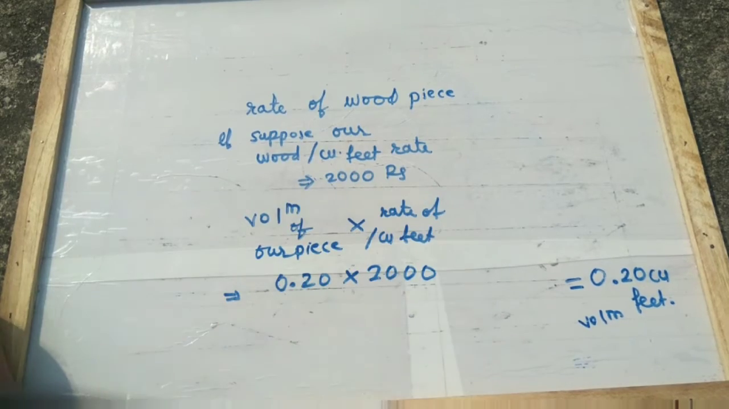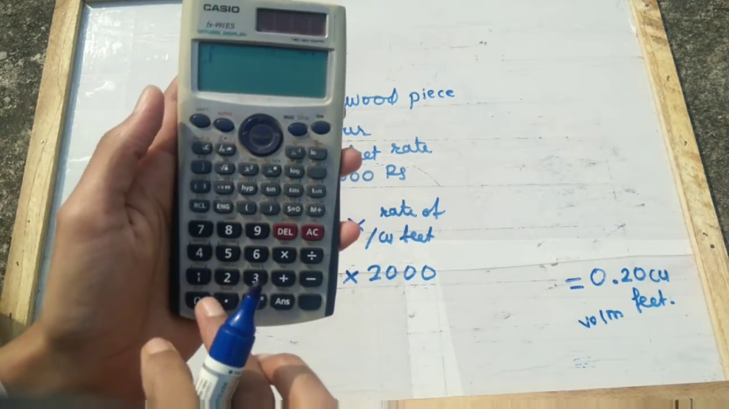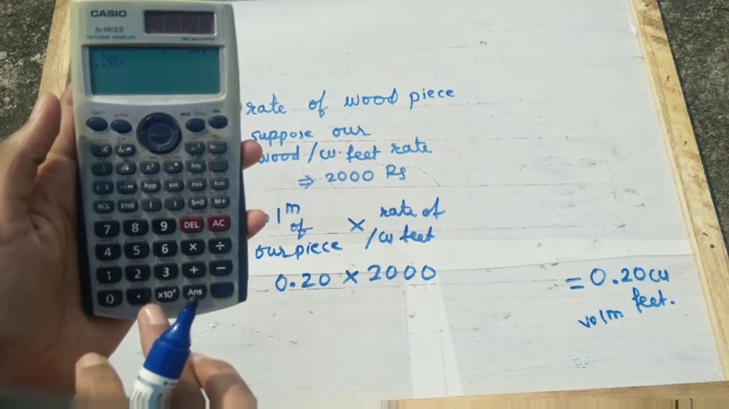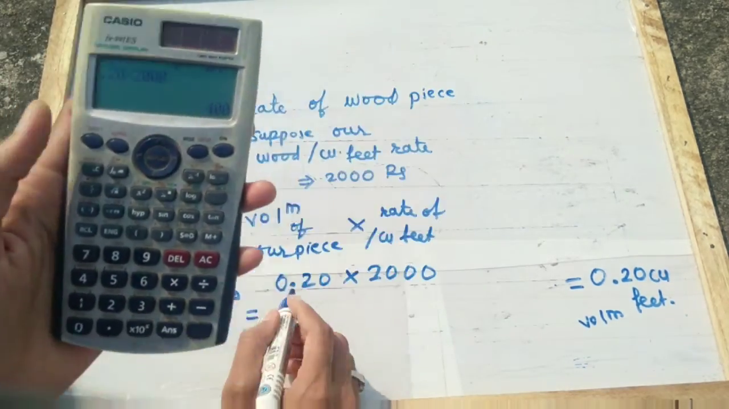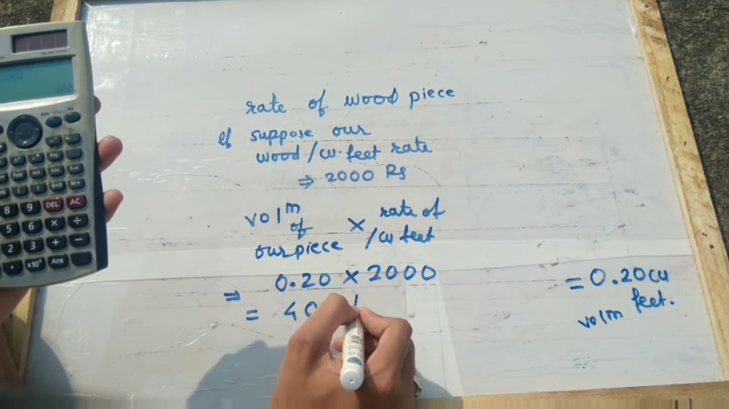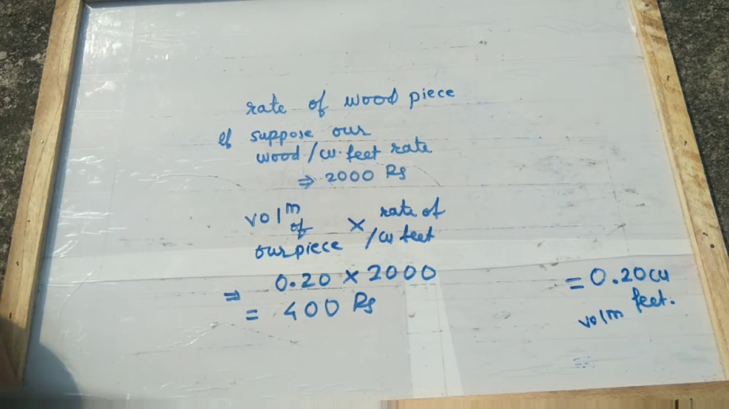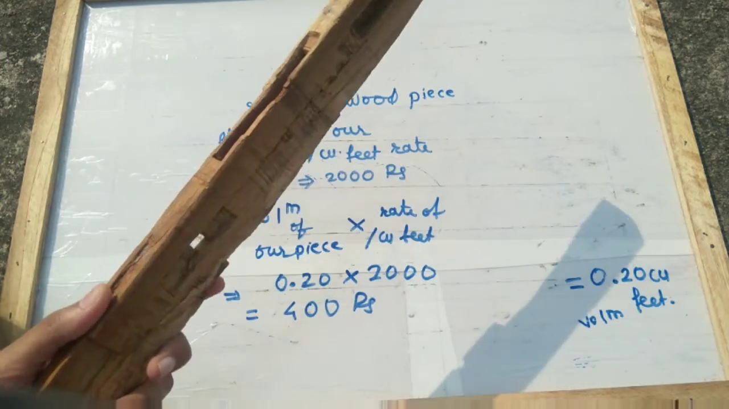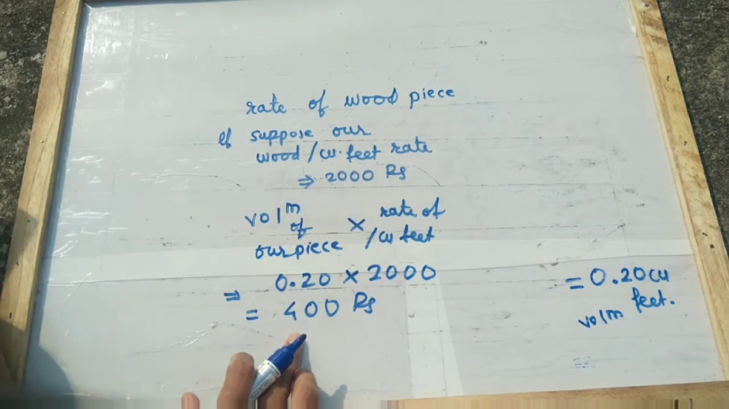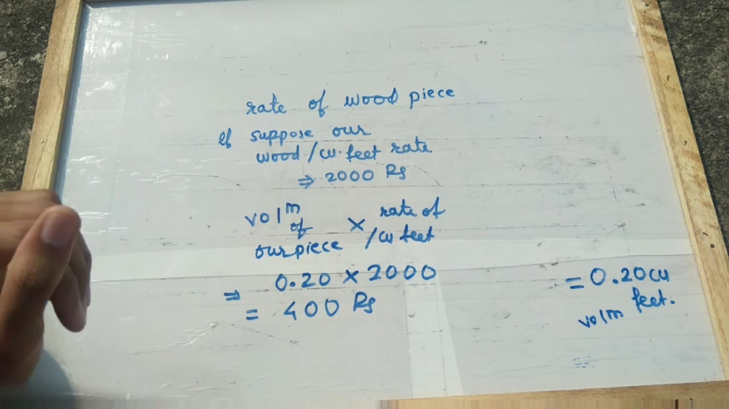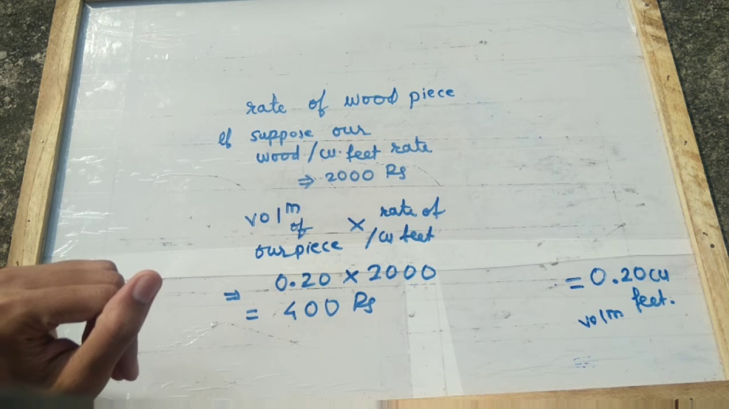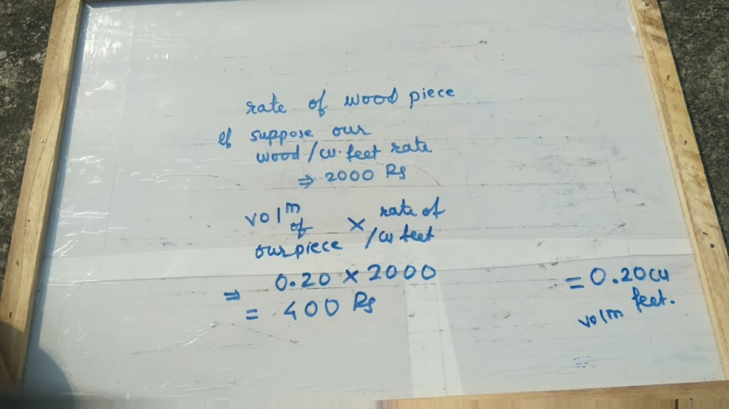We need to calculate 0.2 into 2000, which is equal to, friends, 400 rupees. This is the price of this wood, that is 400 rupees. The price varies. If we take a cheap wood, then it may be lesser, it may be cheap. But if we take good quality wood, then the price also increases.